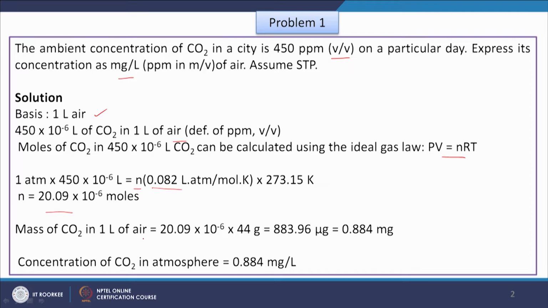So, mass of CO2 in 1 liter of air, that will be this moles into the molecular weight of the CO2, that is 44, that is equal to 20.09 into 10 to the minus 6 into 44 gram, that is equal to 883.96 microgram. Okay. So, if we want to convert it into mg, that will be 0.884 mg. So, this is the mass of carbon dioxide present in 1 liter of air. So, ppm in mass by volume will be 0.884 mg per liter. So, now we are able to solve the problem.